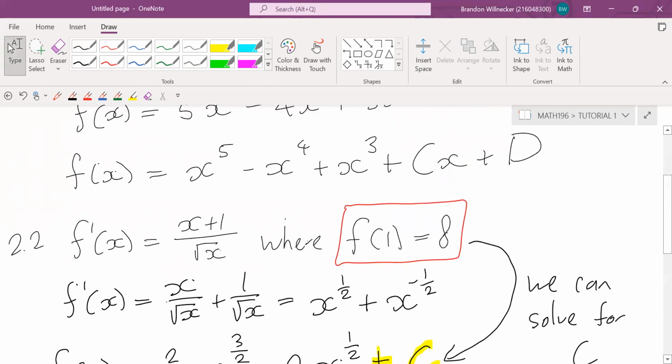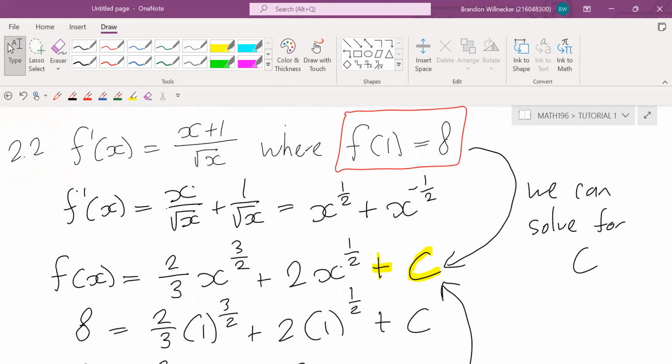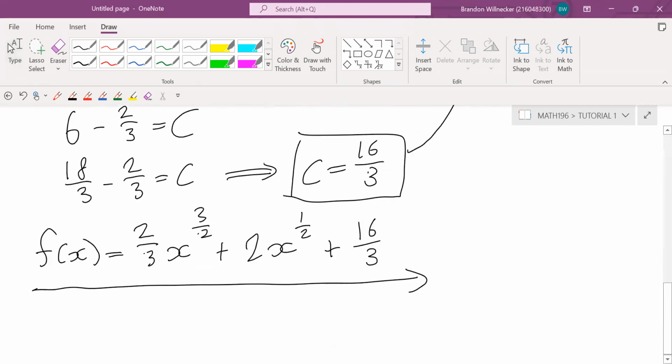So whenever you get a question like this, where you're given some extra information on the side, for example, the function evaluated at some x value, or maybe the first derivative evaluated at some x value, you can use that information to solve for these constants that we have to add during the antiderivative process. Okay, so every time you have to add a constant, you can use that bit of information to solve for it, substitute back, and then that will give you your expression.